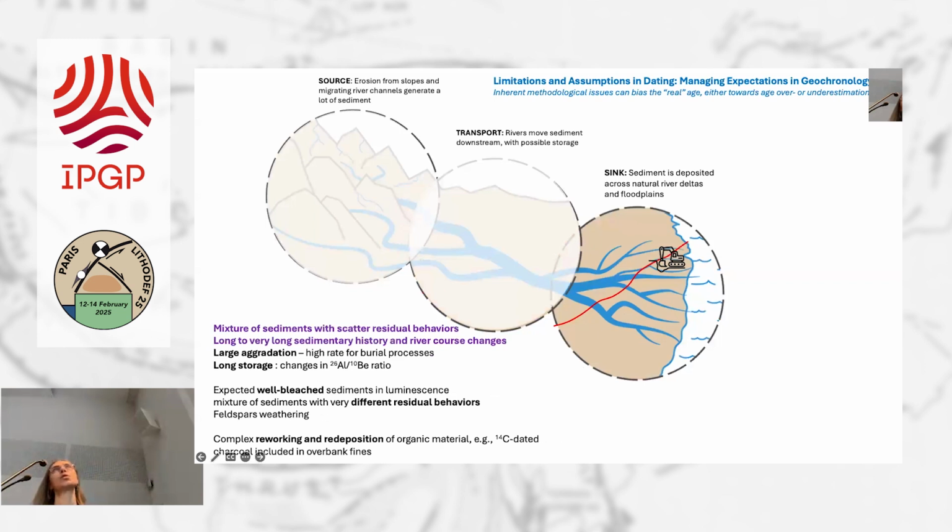Looking at the zone here, we now have an even bigger difference, with very, very large differences in residual behavior. And now we have long to very long sedimentary history. So it's also here where you have large aggradation and a very long storage of the sediments. Speaking about luminescence, it's maybe the area that is great because you suspect to have well-bleached sediments there, but you have very different residual behavior. And sometimes you have no more feldspar.